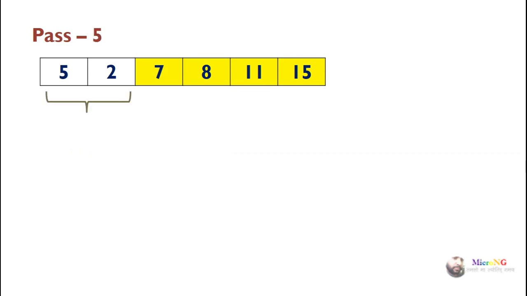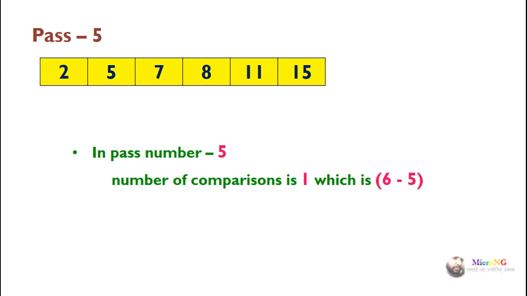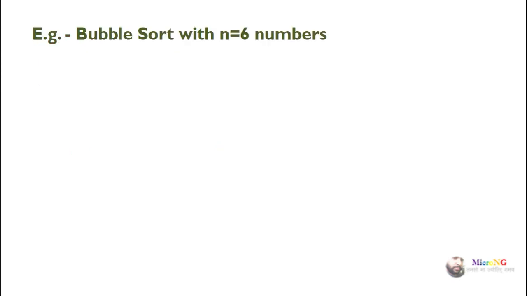Let's go to pass number 5. Here we compare 5 and 2. 5 is bigger when compared to 2, so we swap it. So both 2 and 5 become part of the sorted order. In pass number 5, we made only one comparison, which is equal to 6 minus 5.